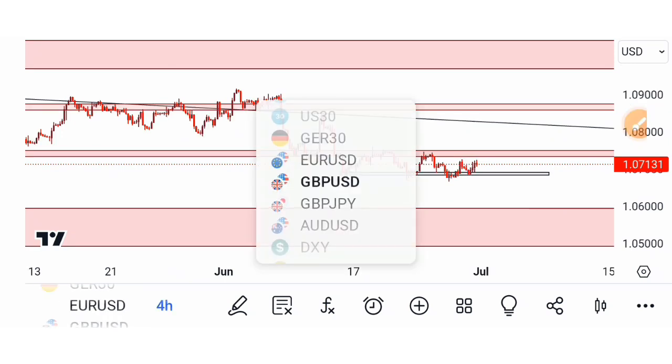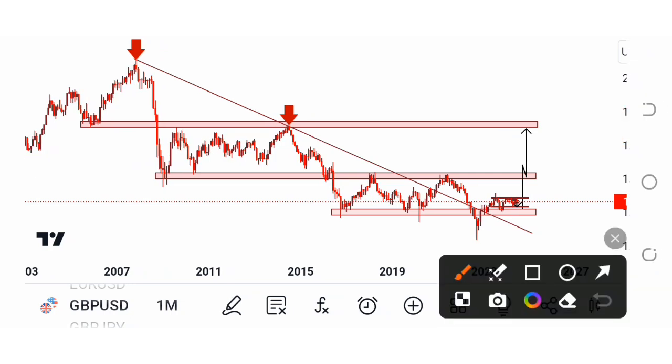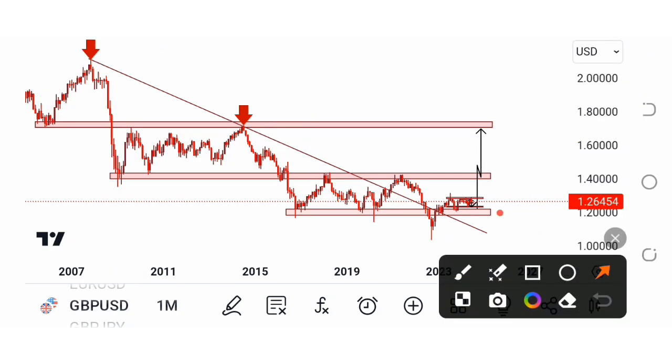Moving on to GBPUSD, let's go to the higher time frame, the monthly time frame. If you come to this instrument, you can clearly see that I've identified that I'm bullish on this instrument, and the reason is there was a counter trend, a bearish trend in fact, that the market had created.